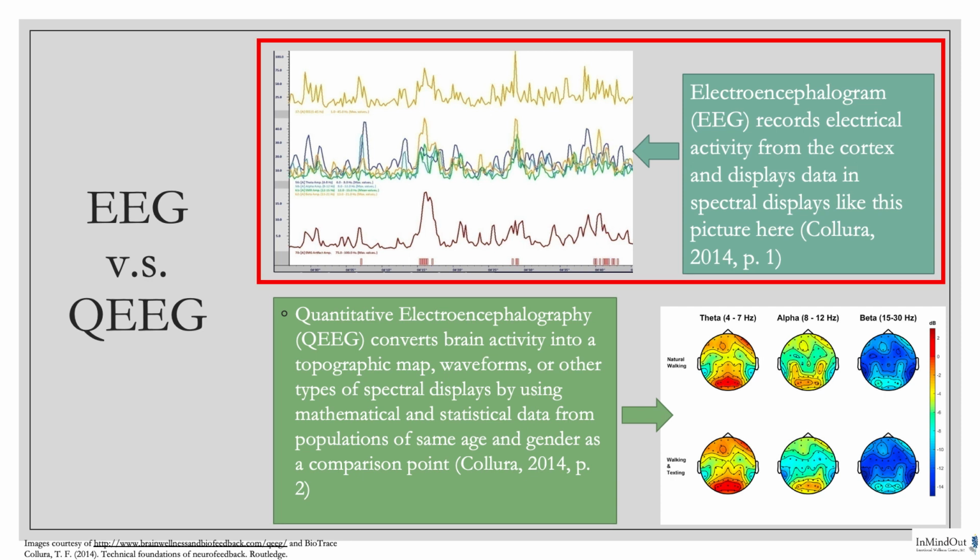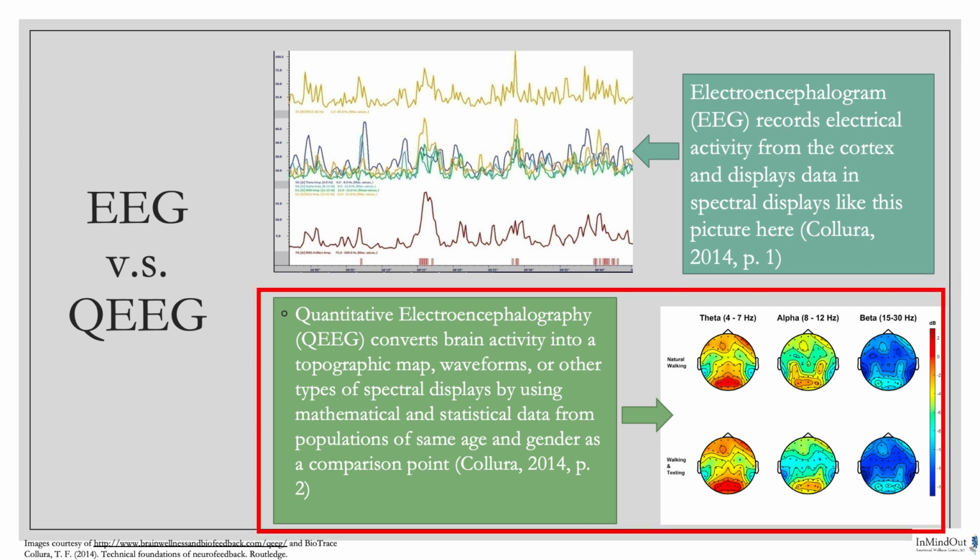EEG is the squiggly lines, the signal that we pick up from the scalp that passes through a differential amplifier, and then we see it on the screen. Then QEEG are the metrics that are derived and put through different mathematical equations and statistical data, and those then give us things like the head maps we see here on the side, which make it easier for a practitioner to read or to see what's going on.